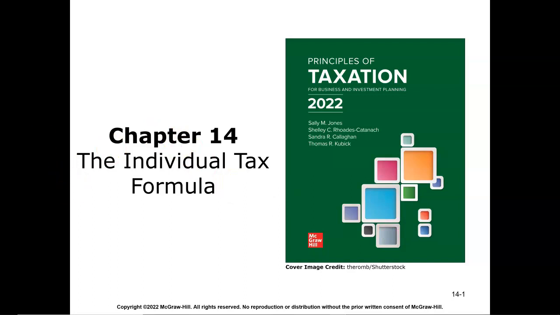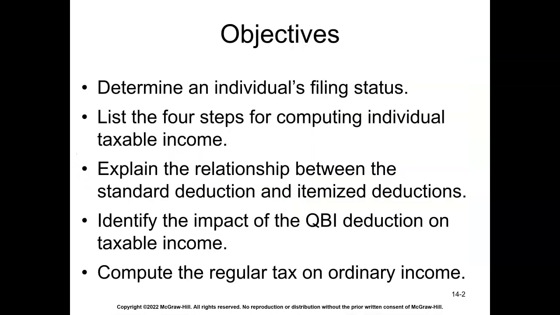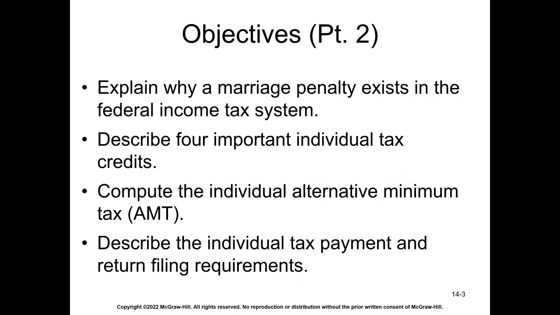First, start looking at our objectives. The objectives include to determine an individual's filing status, to list the 4 steps for computing individual taxable income, to explain the relationship between the standard deduction and itemized deductions, to identify the impact of the QBI, or qualified business income, deduction on taxable income, and then to compute the regular tax on ordinary income. And we'll also explain why a marriage penalty exists in the federal income tax system, at least a couple of notes on it.